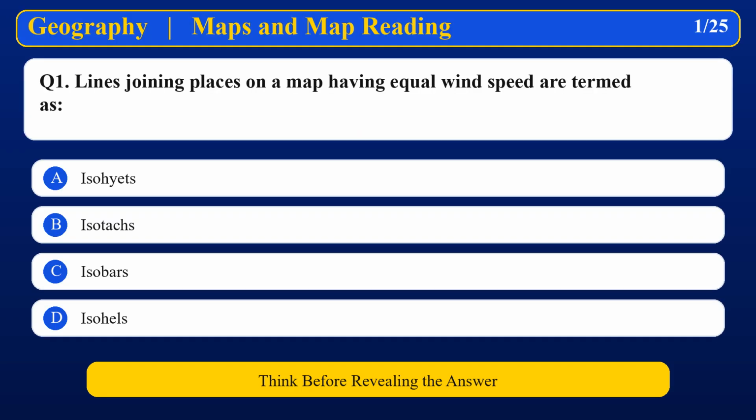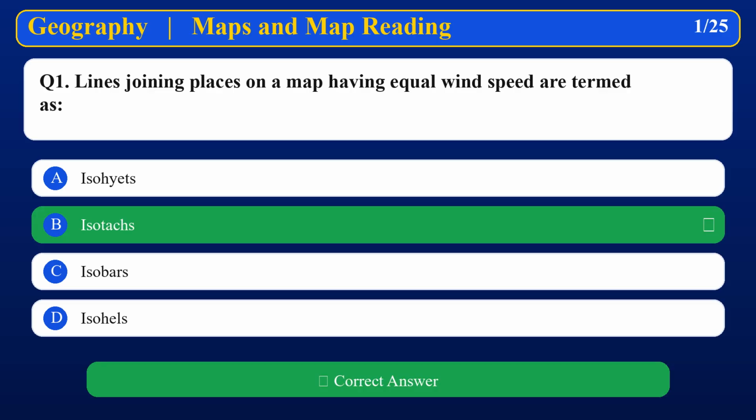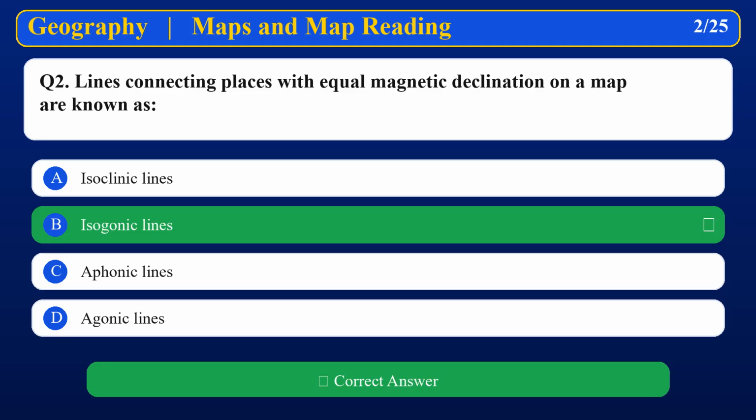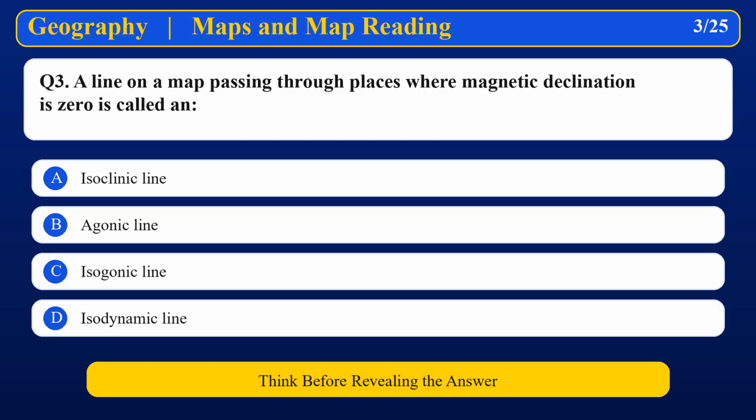Lines joining places on a map having equal wind speed are termed as isotaches. Lines connecting places with equal magnetic declination on a map are known as isogonic lines. A line on a map passing through places where magnetic declination is zero is called an agonic line.